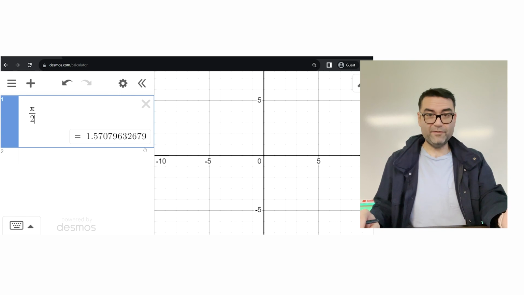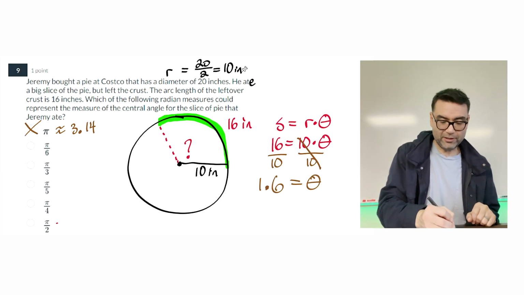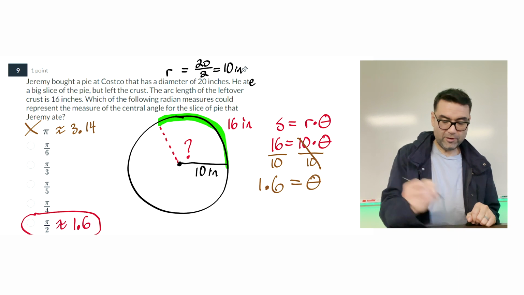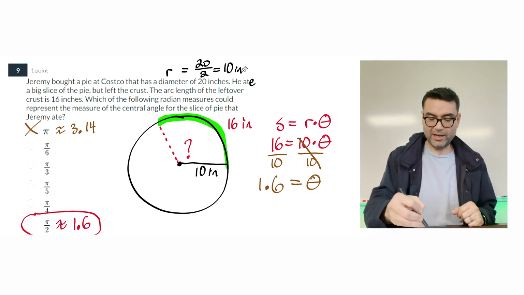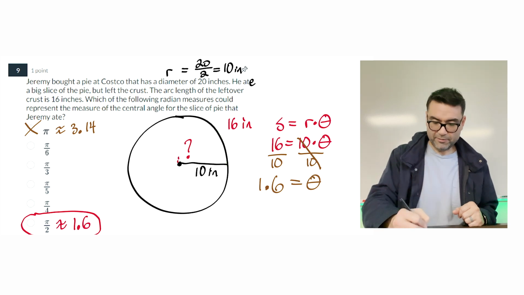So it looks like I'm looking for pi over 2, which is close to 1.6 if you round to the nearest 10th. So by rounding to the nearest 10th, this is about 1.6. So that's my answer: 1.6, which is about pi over 2. So if I were to redraw the scenario here, it would actually be a 90-degree angle, because pi over 2 is 90 degrees. It would be something like that.